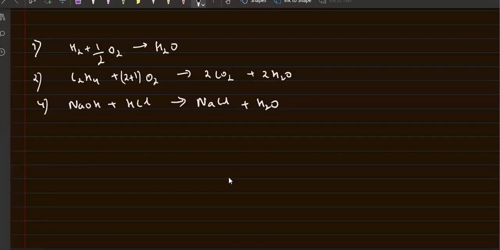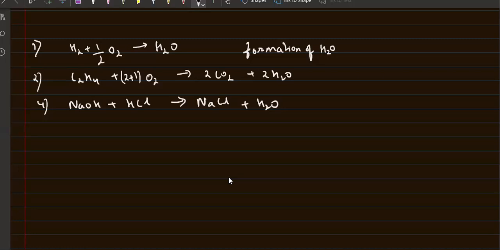So what can you say about the first reaction? What type of reaction is the first reaction? Combination, okay? Or it's a formation of H2O, right? So you can say that it is a reaction for formation of H2O. Why am I saying formation? Because both hydrogen and oxygen are in their natural state, right? Got it?